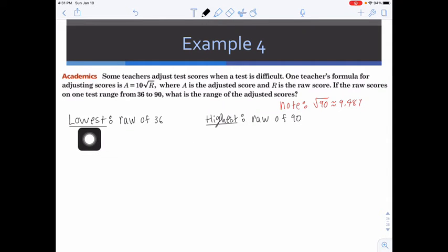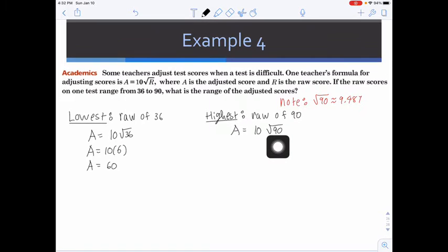So if we have lowest raw score of 36 and highest raw score of 90, we can plug these values into this equation to figure out the adjusted score range. Hopefully the square root of 36 is familiar to you. So square root of 36 should give you 6, and then we're just going to multiply that by 10 to get 60. Square root of 90 is not one that you would normally have memorized, which is why I have it up here in the note. So we're going to use 9.487 as an approximation for the square root of 90.